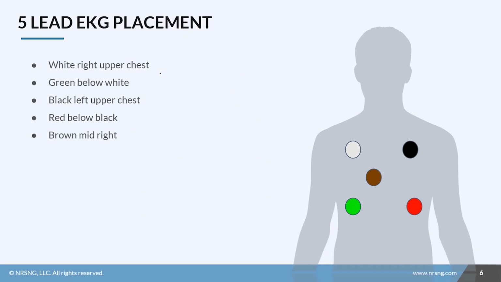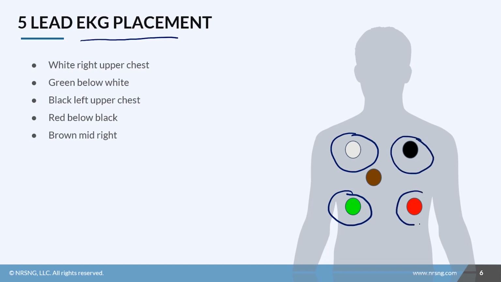Okay, so when we are doing telemetry monitoring, we usually use a 5-lead EKG placement. So for placing the patches, the white lead is going to go on the right upper chest. The green goes below the white. The black lead goes on the left upper chest. The red below the black. And the brown is kind of in the middle towards the right.